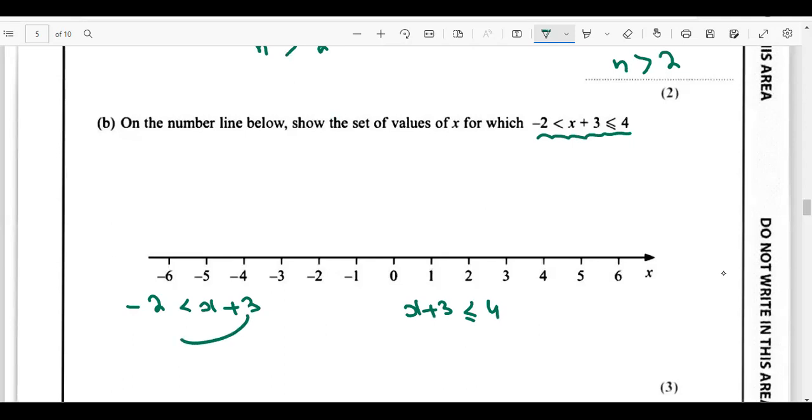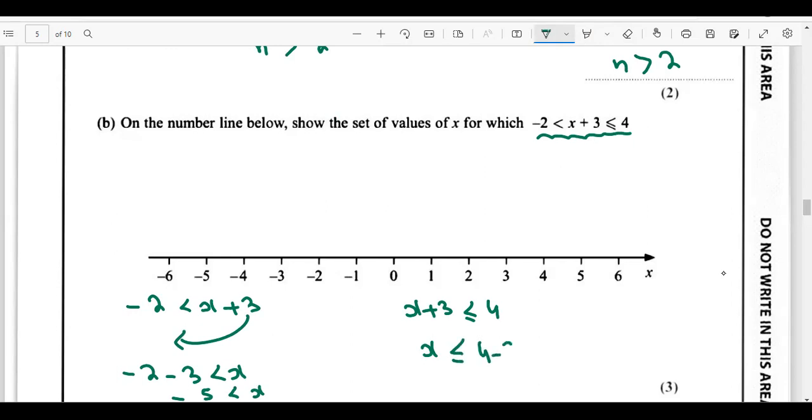So I'll take this plus 3 on the other side and it would give me minus 2 minus 3 less than x. So minus 5 is less than x. This means x would be greater than minus 5. And here I would get x plus 3 less than or equal to 4, sorry. This is going to give me, I'll be taking the plus 3 on the other side.